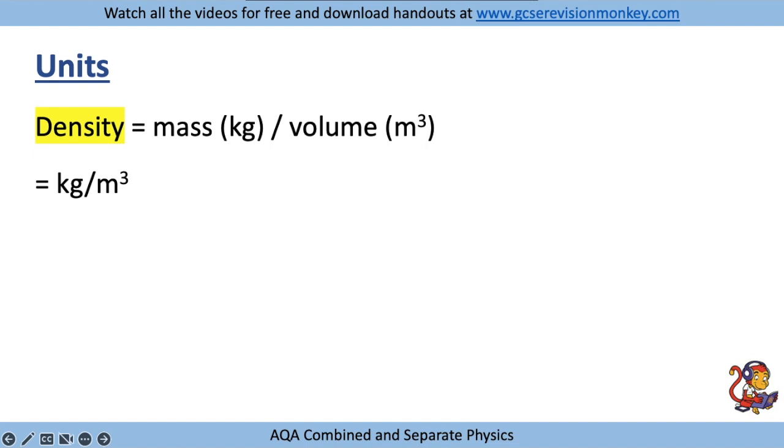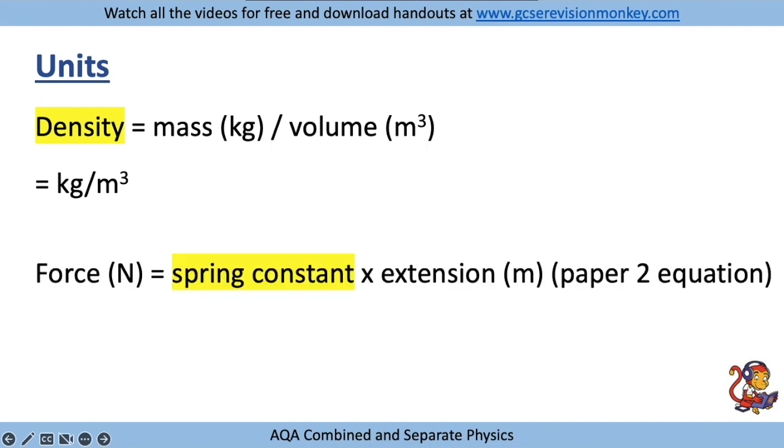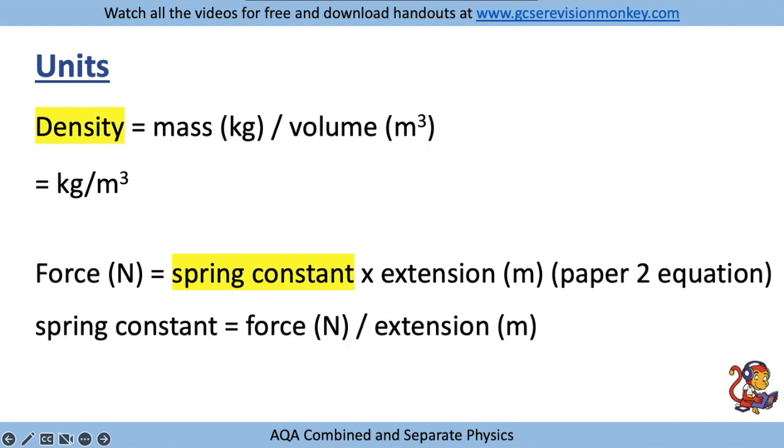In the same way, you can work out the units for spring constant. Now you can actually use the paper 2 equation to work out the units for spring constant, because that will be on the same data sheet. So force is newtons, extension is meters. So if you rearrange this equation, you get spring constant equals force divided by extension. So the units for spring constant are therefore newtons per meter, because that's what you have to do if you're calculating it in that equation.